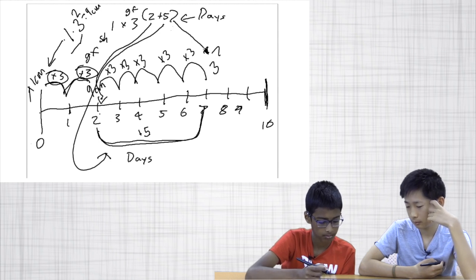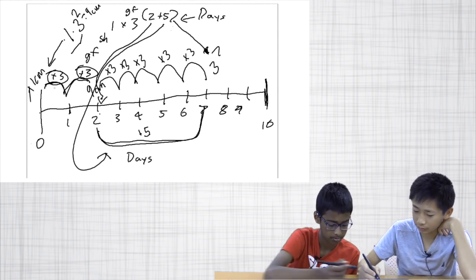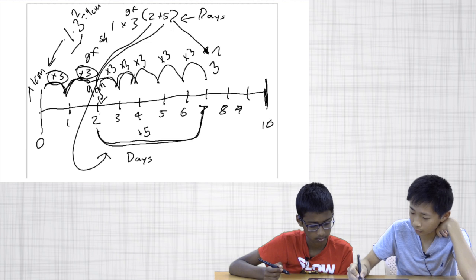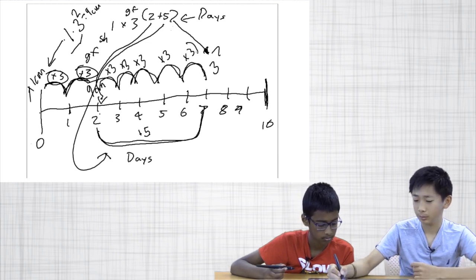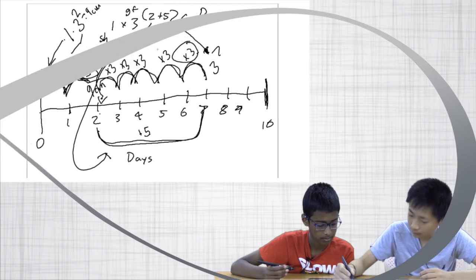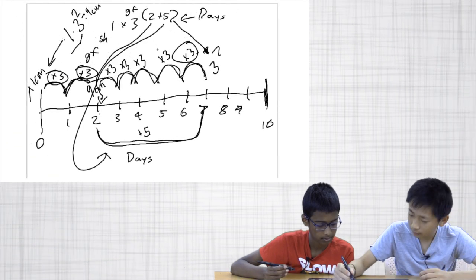And could we see 3 to the 7th directly in the picture? Yeah, because you could count 1, 2, 3, 4, 5, 6, 7 groups of 3.